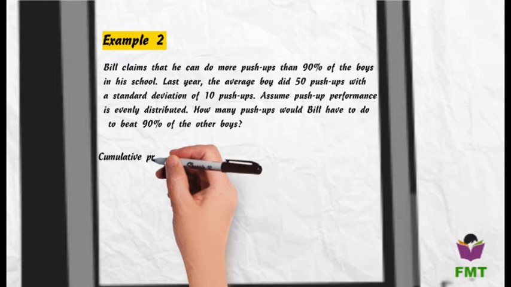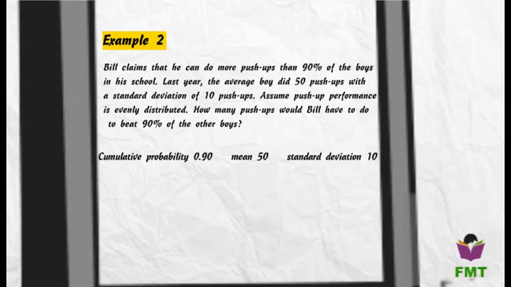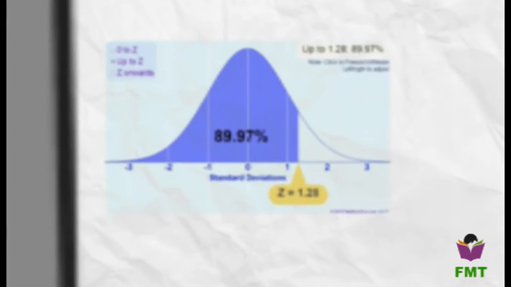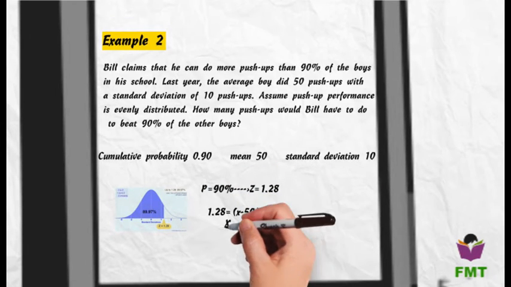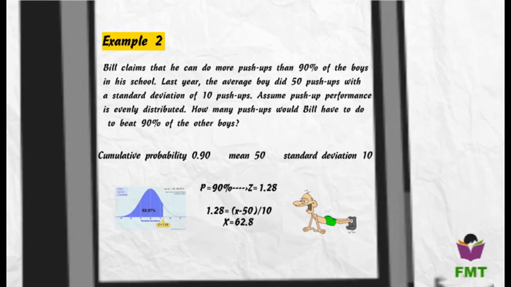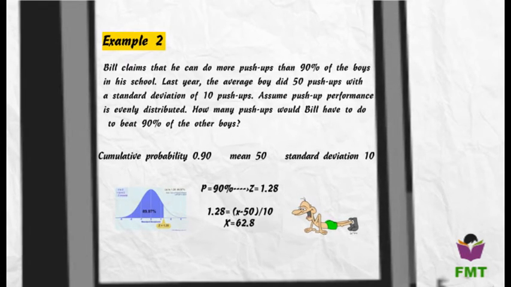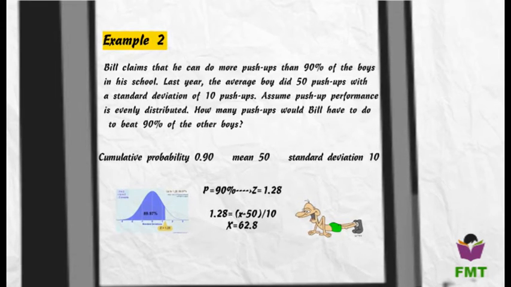Cumulative probability 0.90, mean 50, standard deviation 10. Equivalent Z-score to 90% probability equals 1.28. Using the Z-score formula to solve for the X variable of push-ups. The final solution is Bill needs 63 push-ups to beat 90% of the boys in his class.